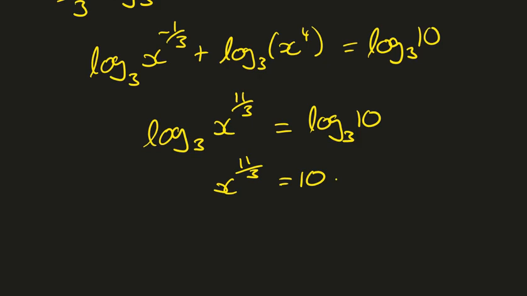So with that in mind, again, we can flip it around. We can cube both sides, and then we can take the 11th root of both sides to give ourselves the answer: x is equal to 10 to the power of 3 over 11.